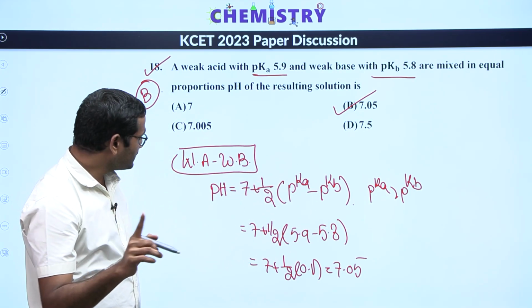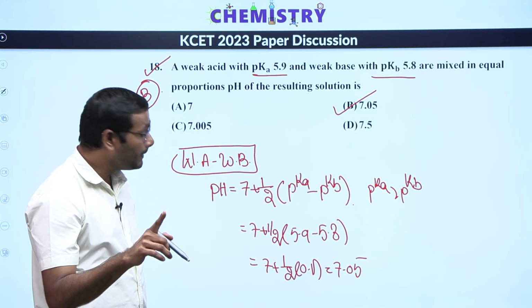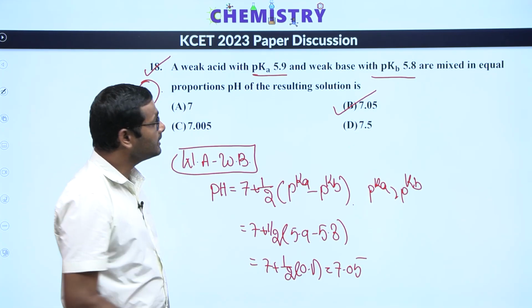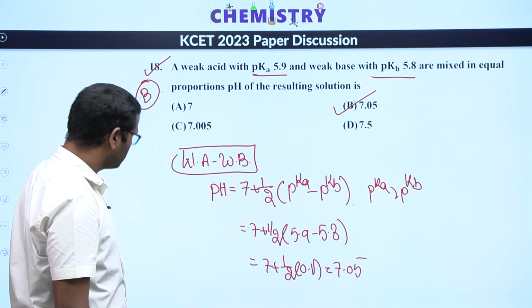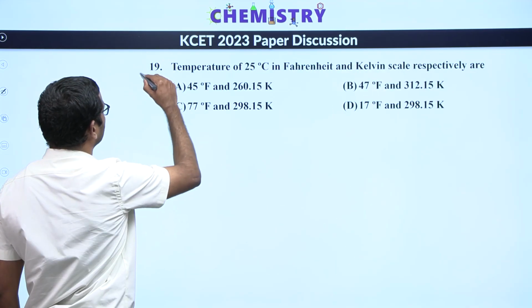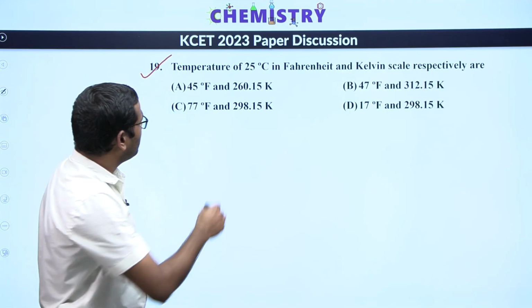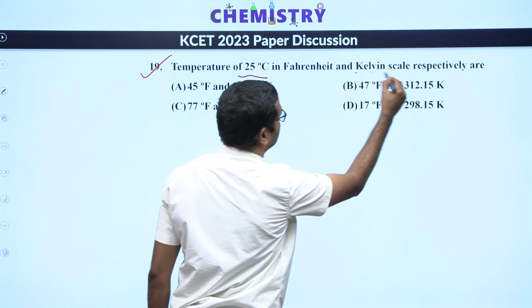The one and only case where pH or pOH is independent of the concentration of the salt is this one. Right? So the 18th is B. Now the 19th question: the temperature of 25 degrees Celsius in Fahrenheit and Kelvin scale.